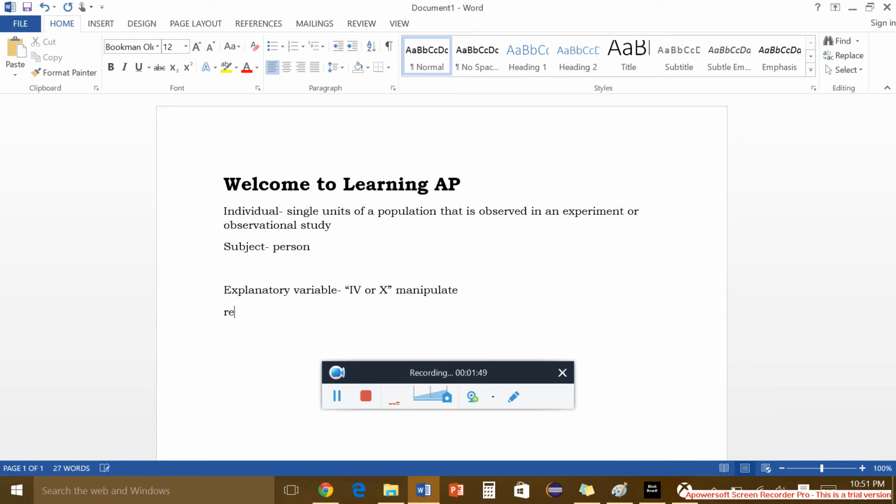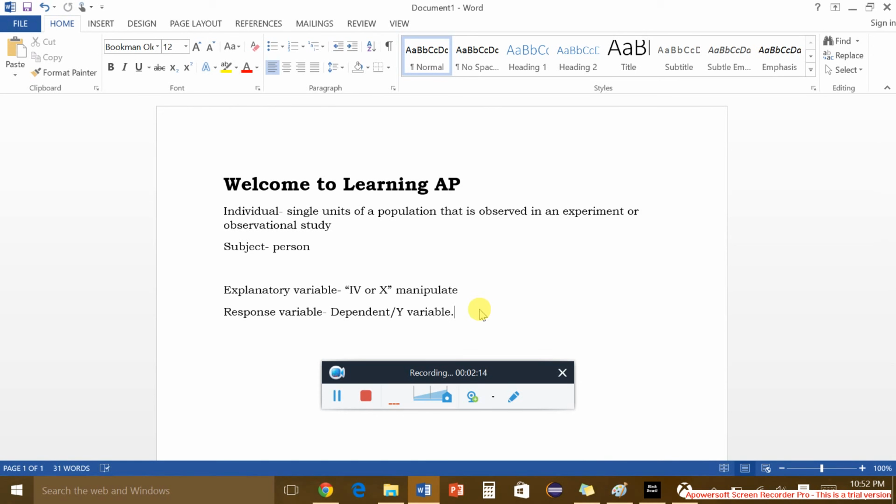Now, the exact opposite of this is called the response variable. And the response variable is known as the dependent or the Y variable. Excuse my spelling. Okay, and the dependent variable, it measures. That's the difference. It measures the observed outcome of an observational study or experiment.